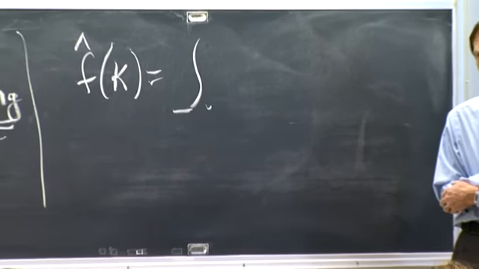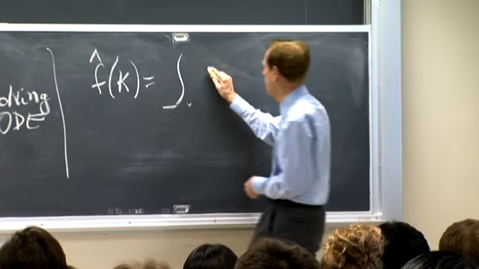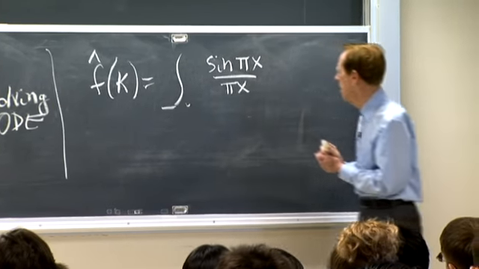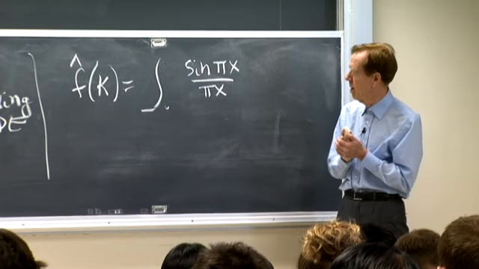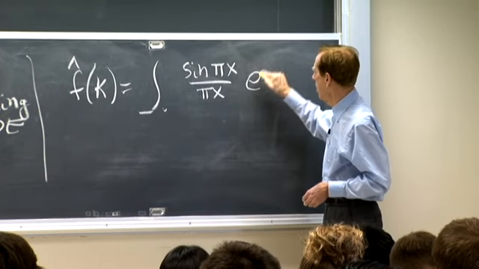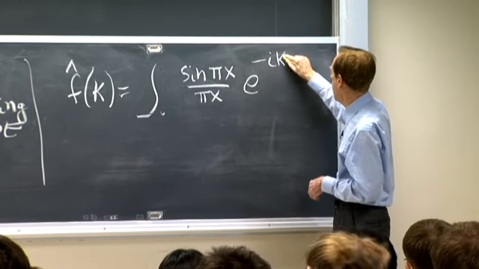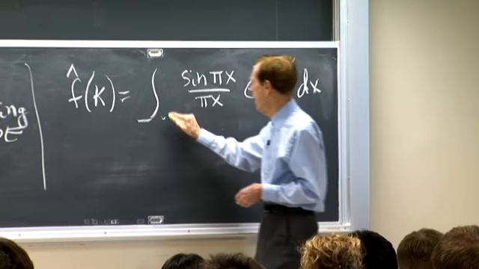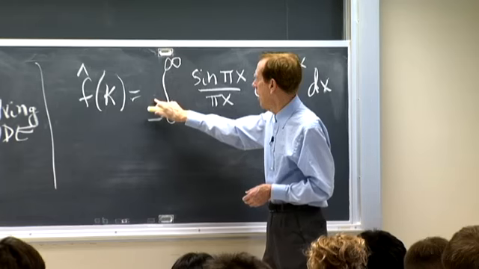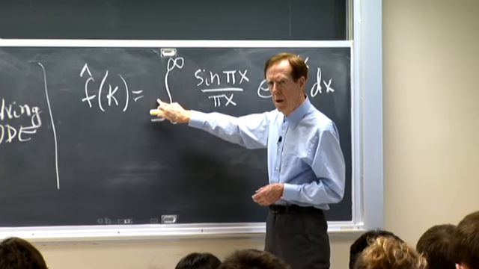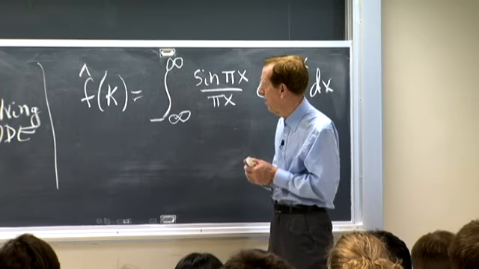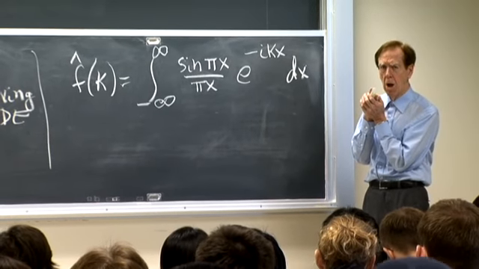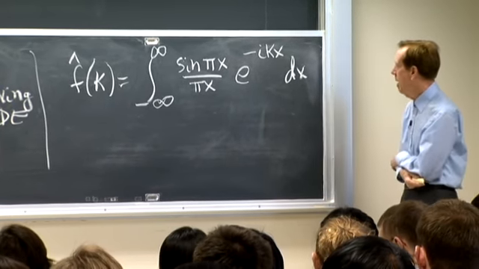So what's the formula for the Fourier integral transform of this particular function? My function is the sinc function, sine pi x over pi x. So how do I get it? I do e to the minus i kx, and am I doing dx or dk? dx, right? And I'm going from minus infinity to infinity. And do I have a 2 pi? Yes or no? Who knows anyway? In the book I didn't? No. Okay. Good.